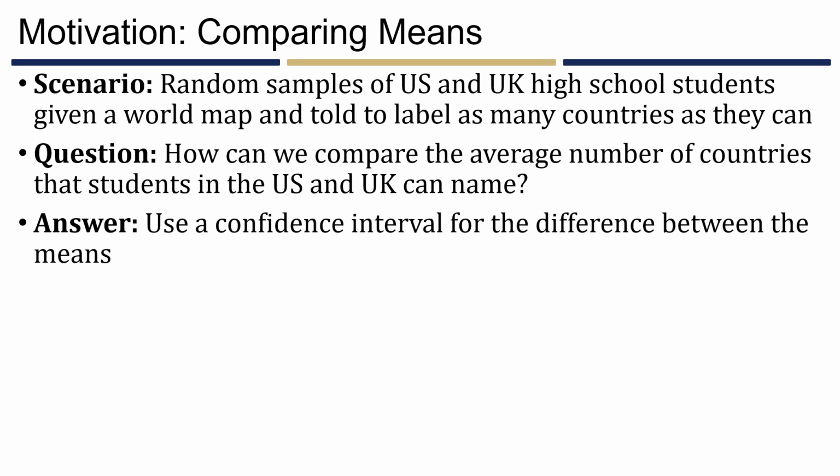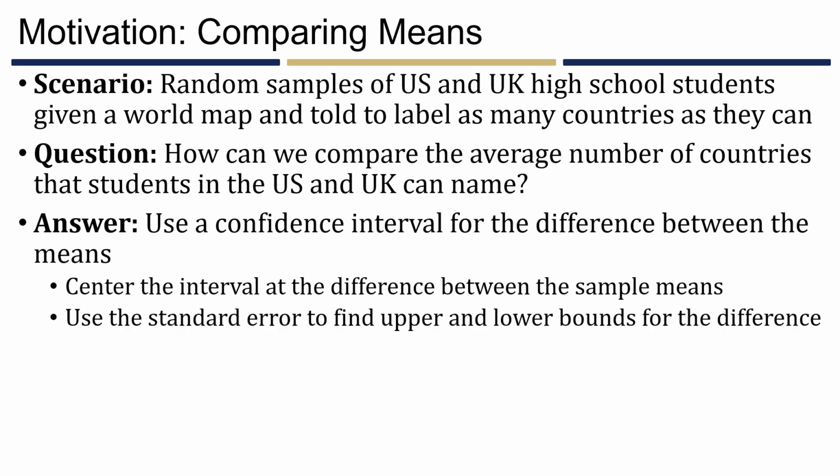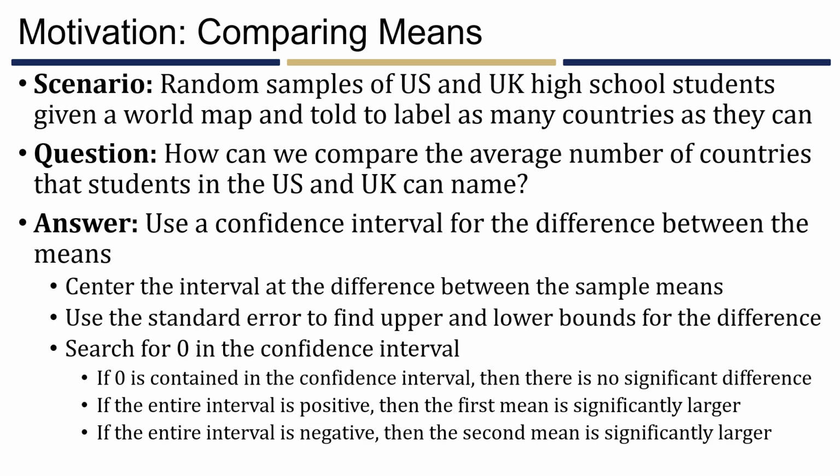Now, in order to make this comparison, what we can do is use a confidence interval for the difference between the two means. We can center the interval at the difference between our sample means. We can use the standard error to find the upper and the lower bounds for the difference. And then we can search for 0 inside this confidence interval. If 0 is contained within the confidence interval, then that's an indication that there is no significant difference because we'll have both positive and negative values in the confidence interval. That will tell us that either mean, the United States or the United Kingdom, could plausibly be larger.